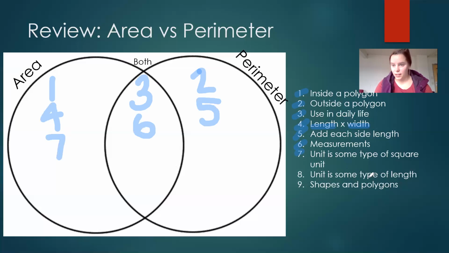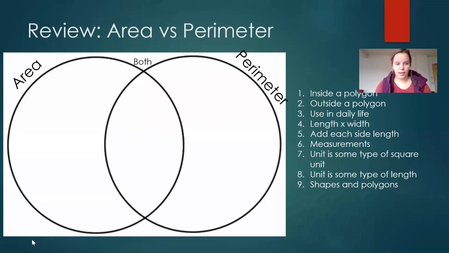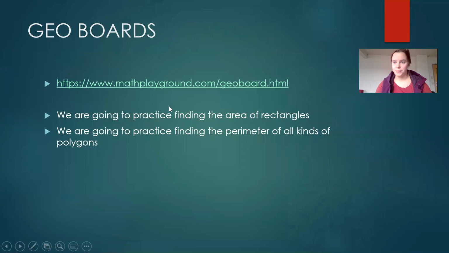Some type of length is that unit. Well, we know the first one was area, so the other one's got to be perimeter. And you get it by just adding all the sides. So 1 unit plus 1 unit plus 1 unit plus 1 unit doesn't change the unit, it just adds to the units. Nothing's being multiplied. And then lastly, shapes and polygons. Well, we know that this has to do with both of them, so it's going to go in the middle, because shapes and polygons are what you are measuring to find all these things. I'm going to clear all these drawings, and then we're going to move on.